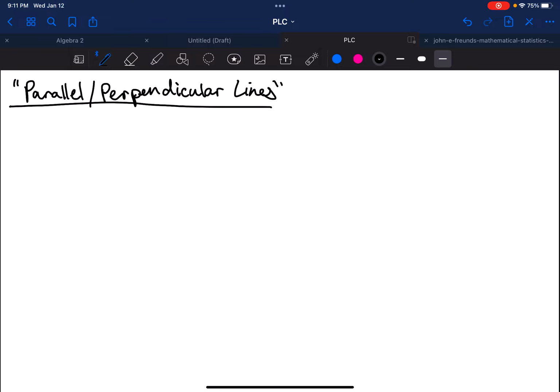But same thing with parallel and perpendicular lines. You don't need it often, but those few times when you do, it's going to make or break a question. And it makes it a lot easier if you just, in the back of your mind, are like, oh yeah, this thing. So let's first talk about parallel lines.